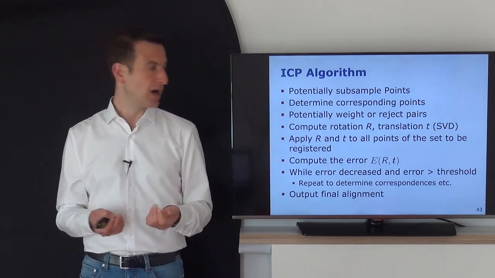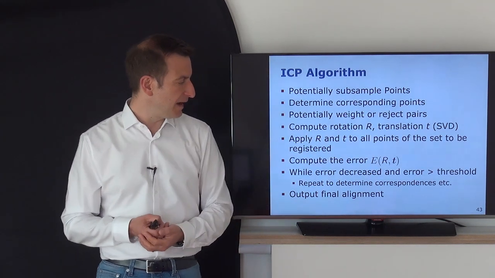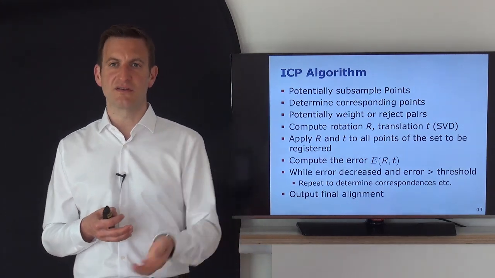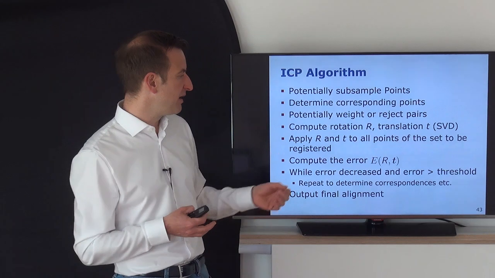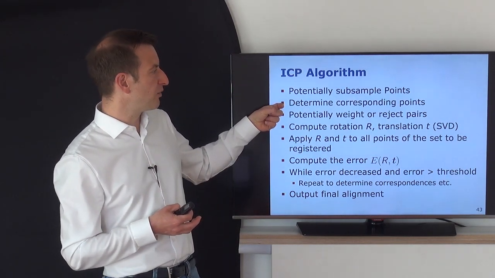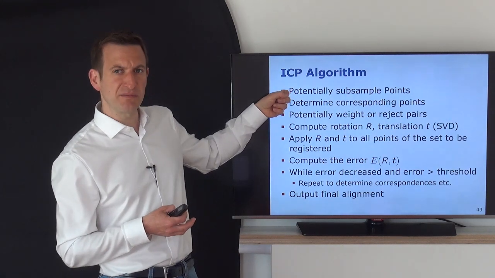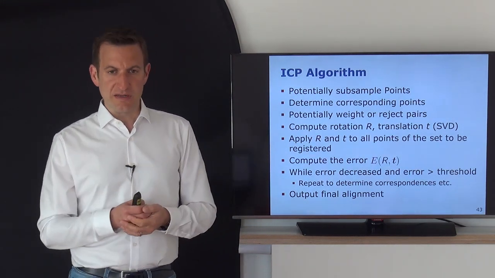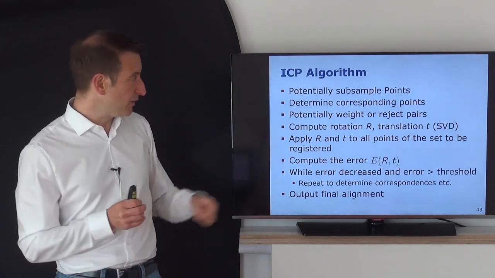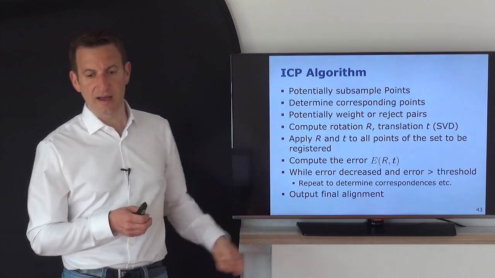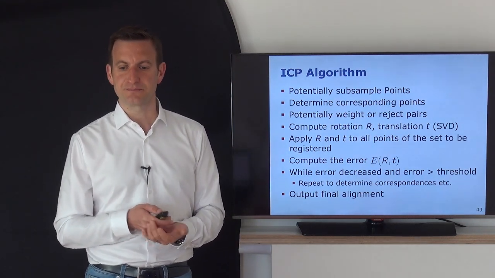We can then compute our error function and then make a decision: has this error been decreasing, or is it still larger than a certain threshold? Then we repeat this process. Typically, I restart here by determining the correspondences. I typically don't do the subsampling again, because it would change my correspondence set completely, and this would lead to rather unstable behavior. So I'm basically repeating from determining the new correspondences until I obtain my final result.